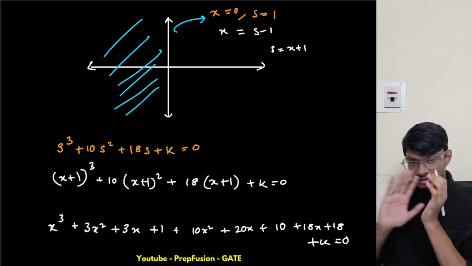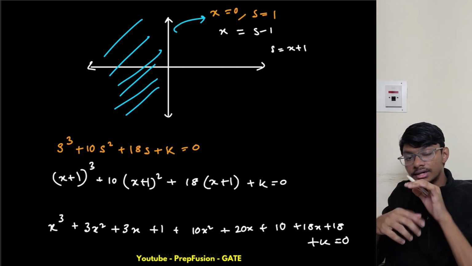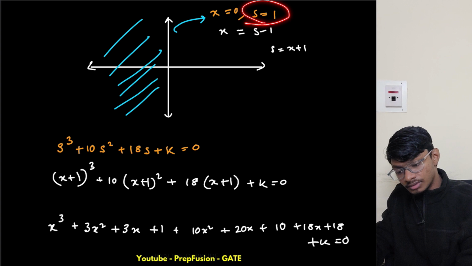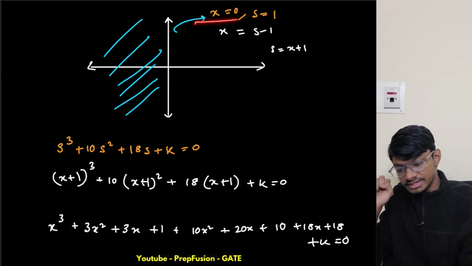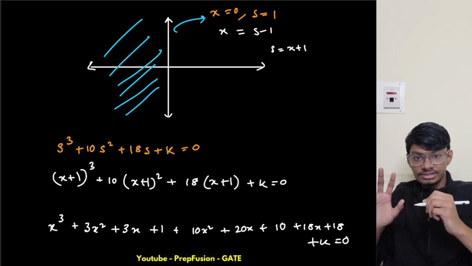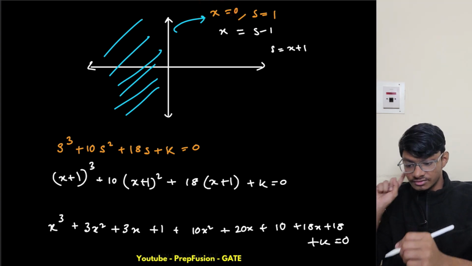So I can find my condition for x equal to 0, but this x equal to 0 also means some other line, s equals to 1. So this line represents two things. One is x equals to 0 and s equals to 1, but I can't find my Routh condition for s equals to 1. So what I will do, I will find my Routh condition for x equal to 0.